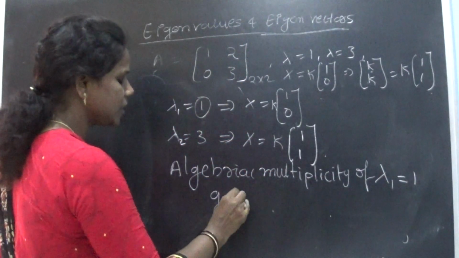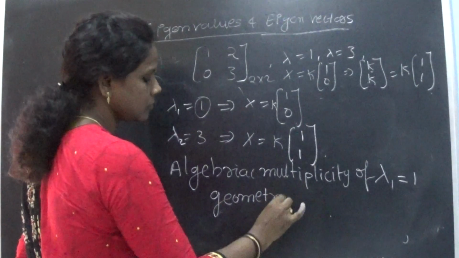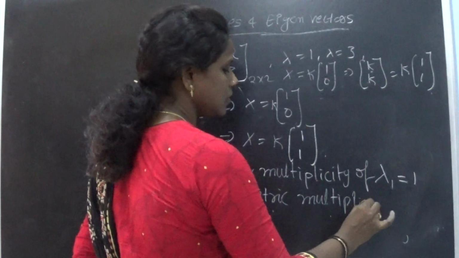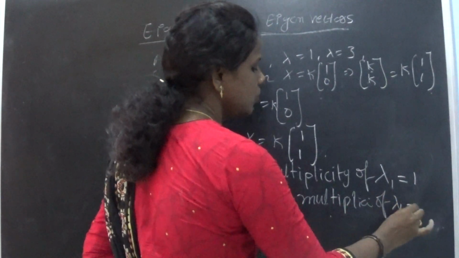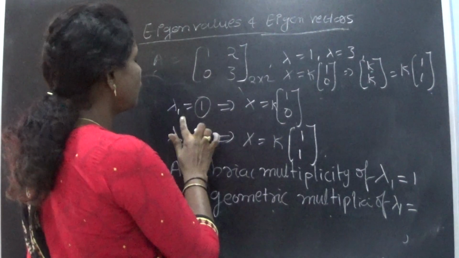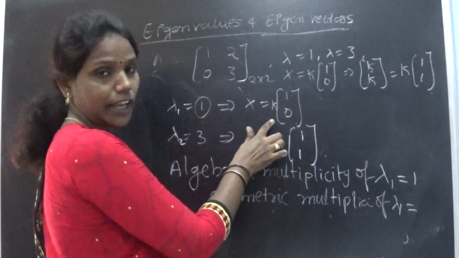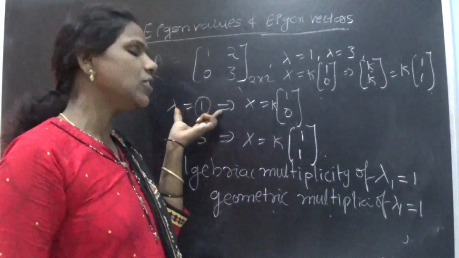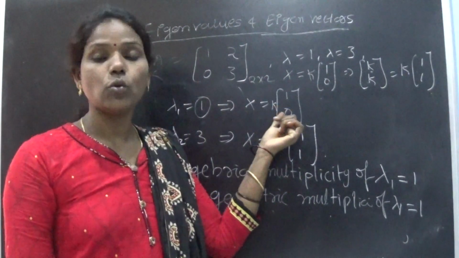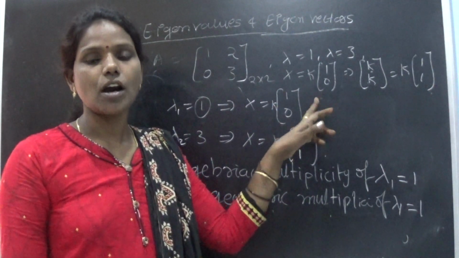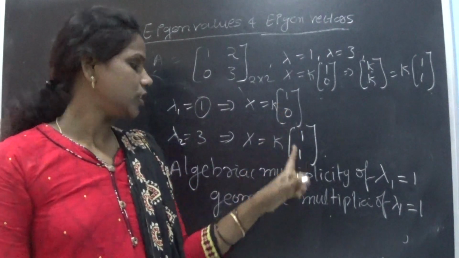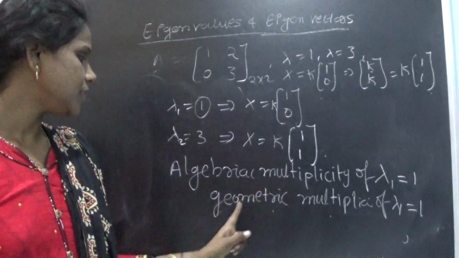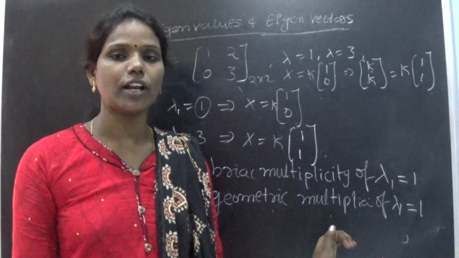And the geometric multiplicity of lambda 1 equals the number of eigenvectors we got for lambda equals 1. We got only 1. So 1. Sometimes for one eigenvalue, we may get 2 eigenvectors or more. In that situation, it will be greater than 1. Like this, we can calculate the algebraic multiplicity and geometric multiplicity of eigenvalues.